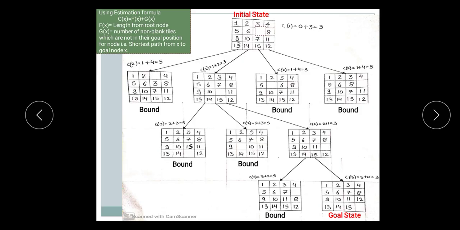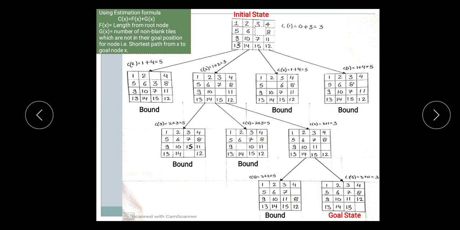Now here we can move our empty slot to the left, to the right, as well as to the down position. We cannot move it to the up direction, because by moving it to the down direction we came here, so we are not going up again. So we move it to the left, to the right, or to the downward direction. So again we will get 3 different states.